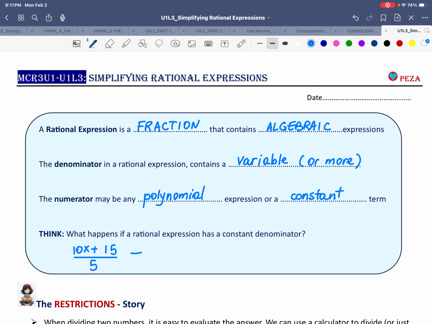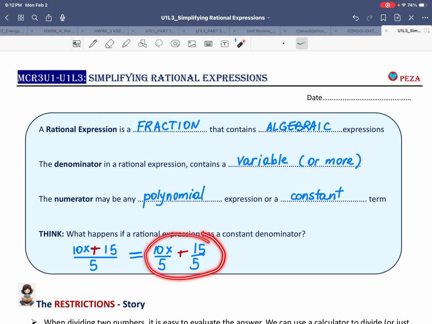If you remember how we added fractions, we made sure that the fractions had common denominators before adding them, which means that we can also split this. We can split this into 10x divided by 5, plus 15 divided by 5. And if you go backwards, and we've done plenty of these type of exercises, 10x plus 15 divided by 5, that's what we have.